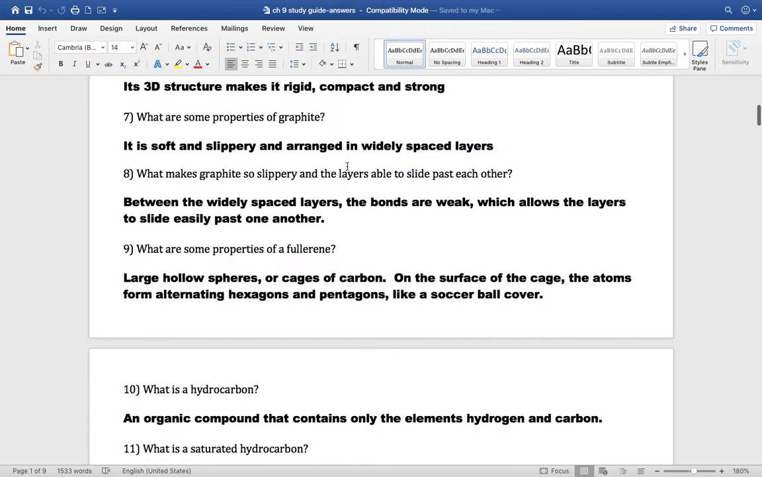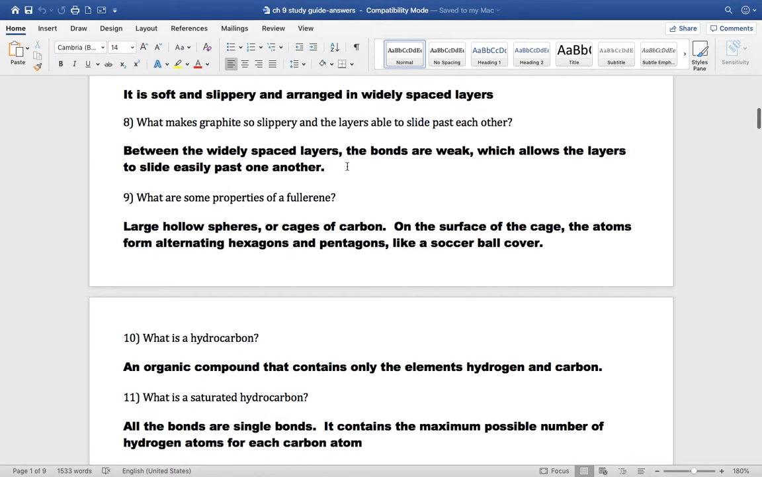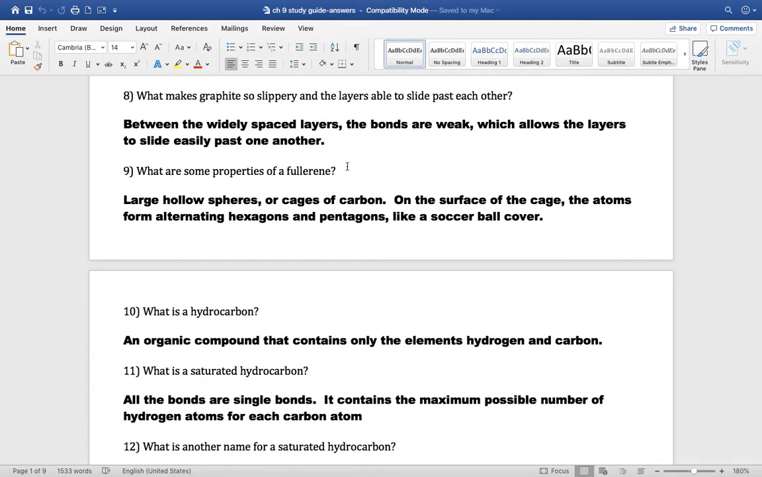What are the properties of graphite? It is soft and slippery and arranged in widely spaced layers. So, what makes graphite so slippery and the layers able to slip past each other? Between the widely spaced layers, the bonds are weak, which allows the layers to slide past each other. But remember, the bonds within each layer are strong.